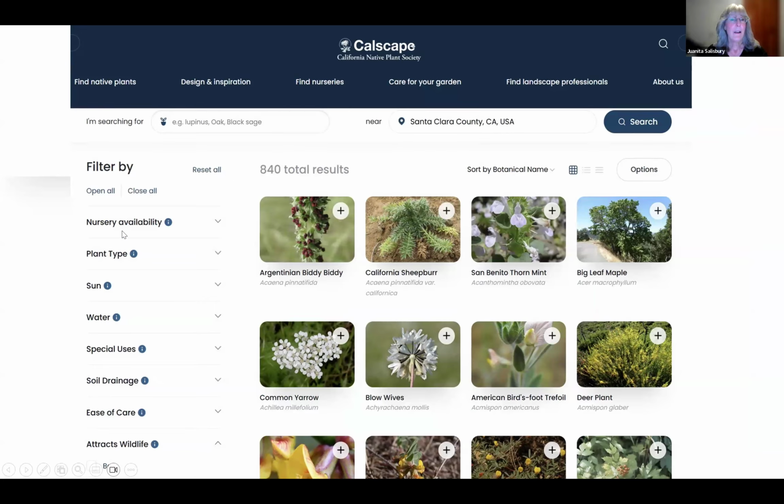And they break it down by plant type, water use, special uses, what it attracts. You know, it's a fun website to check out. Nursery availability. So if you want to know where to get the plants, it tells you where you can get them. They also have design and inspiration. So, they actually have some model gardens that you can use, how to care for your garden. And if you just want to outsource it, you can also find landscape professionals who can install these for you. So a lot of resources here on this website.